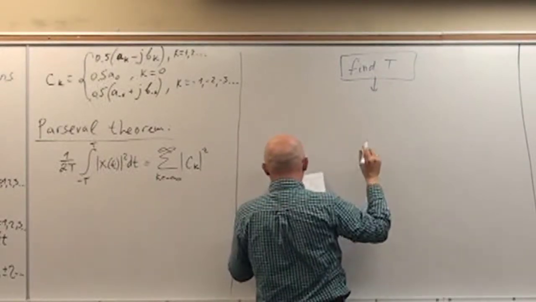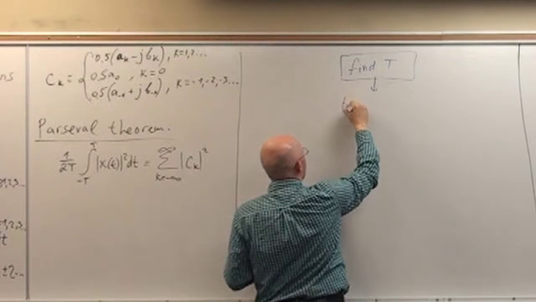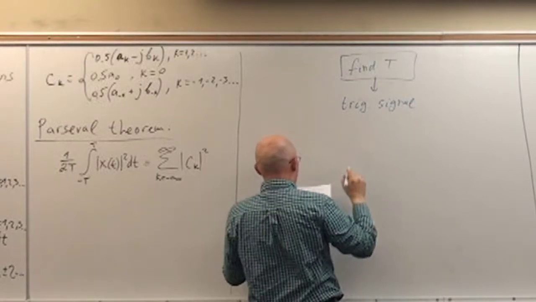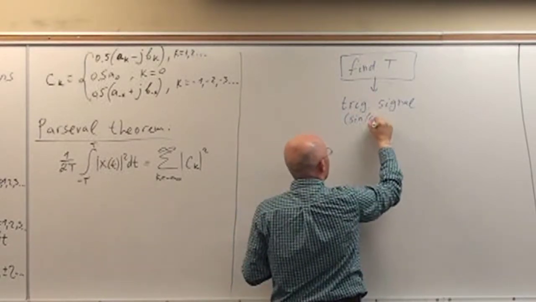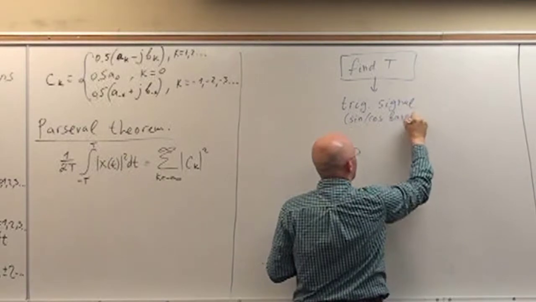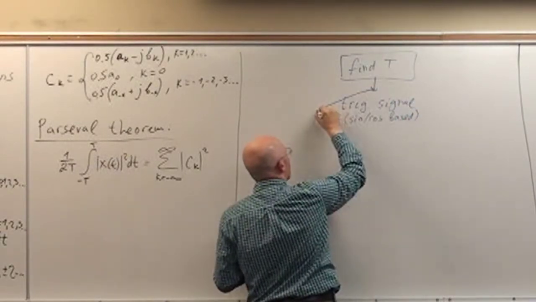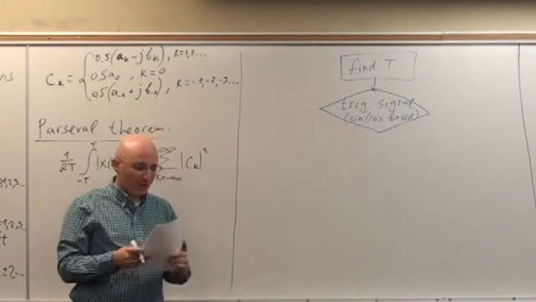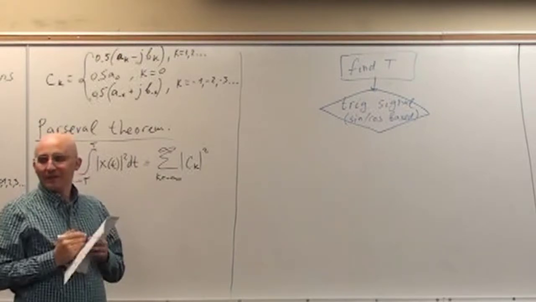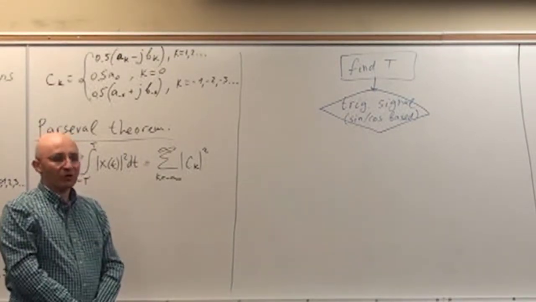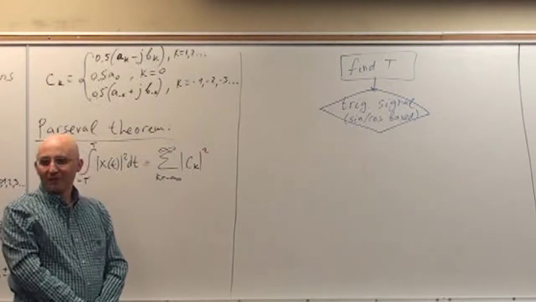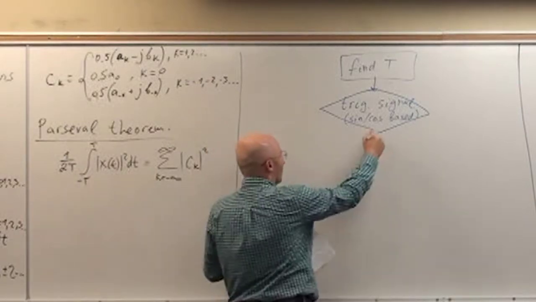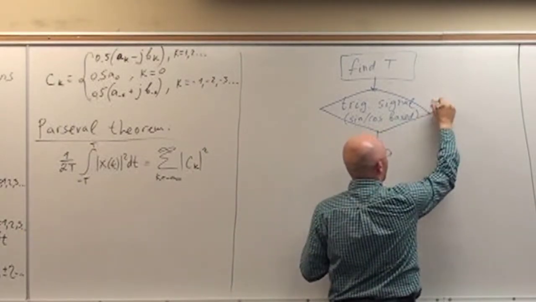Now, next one will be a question. You're asking a simple question: is it a trigonometric signal? And by trigonometric I mean something based on cosine and sine and their combinations of some kind. So if it is yes, you go that way. If no, you go that way.